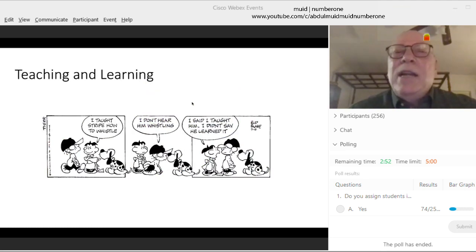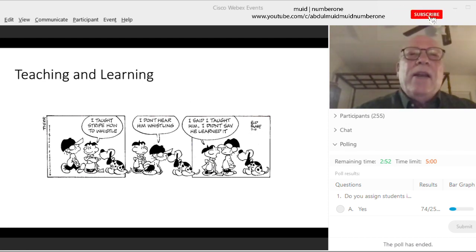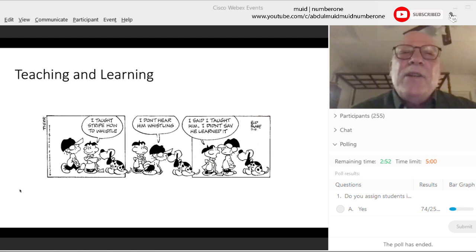So in teaching and learning, I told you I do a comic. Here's a quick comic. If you ever see me present, I always have this particular cartoon with me. So you will see that here there are 2 boys and a dog. And the one boy says, "I taught Stripe how to whistle." You know, whistle?